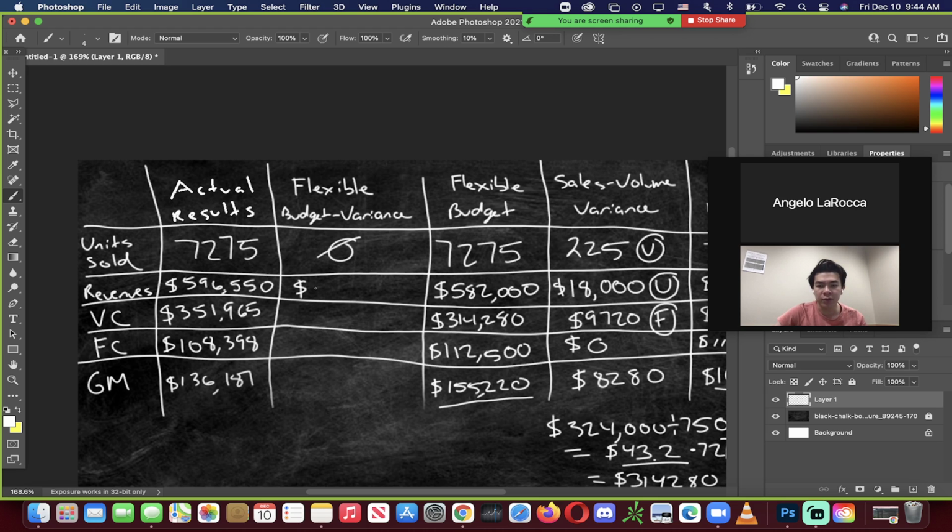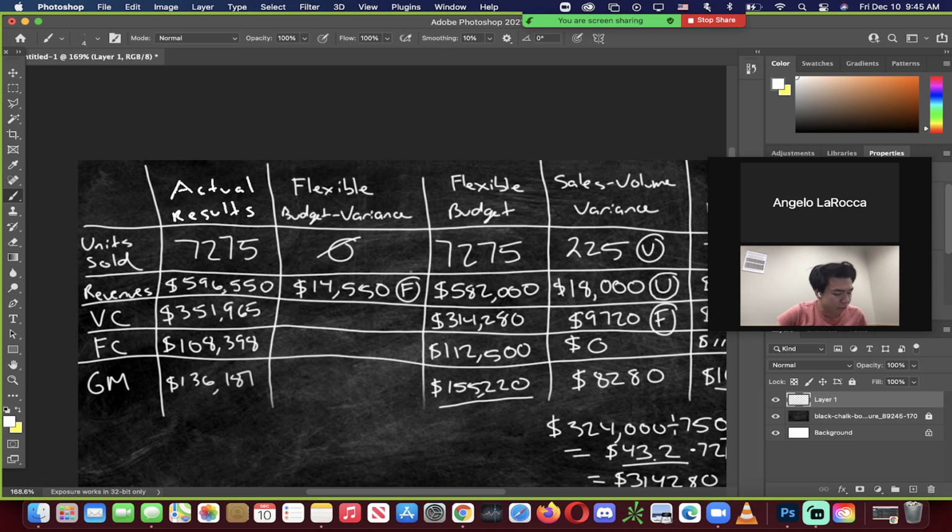Revenues is going to be a 14,550 variance, right? And this variance is going to be favorable, right? Because we're making more money, and more money is awesome, right? Therefore, that would be a favorable variance.